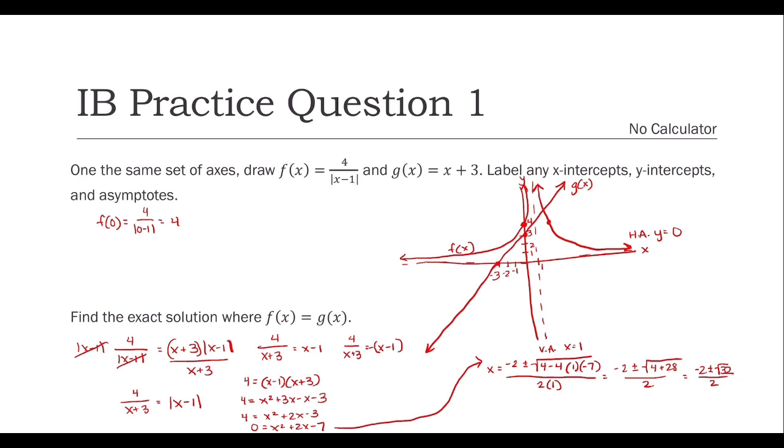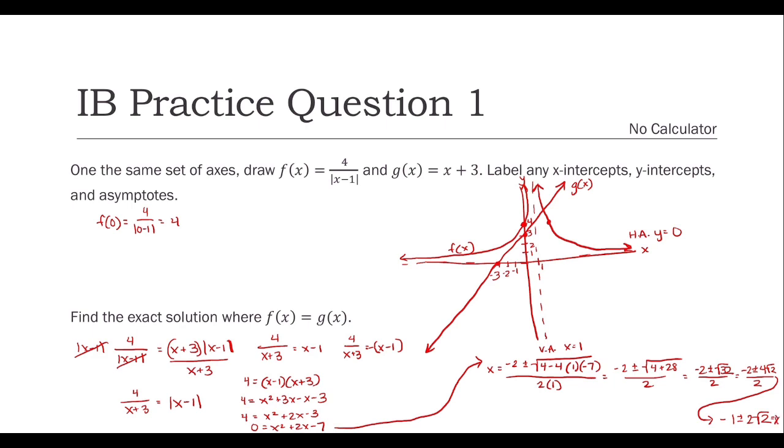32 is 16 times 2, so we can pull out a 4. So negative 2 plus or minus 4 square root 2 over 2. And then we can divide by 2 over 2, which will give us negative 1 plus or minus 2 root 2. So those are going to be our first solutions for what x equals.